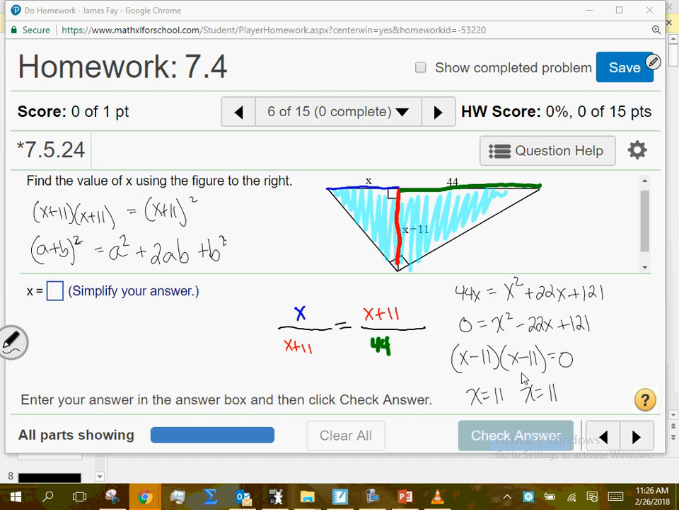Okay, so that's it. That's something we can do. And you can check yourself with that. You plug 11 into those spots. You're going to see that 11 over 22 is the same thing as 22 over 44. That's what happens when you plug 11 into that initial proportion. So that was question 6. Any other questions on there? All right.